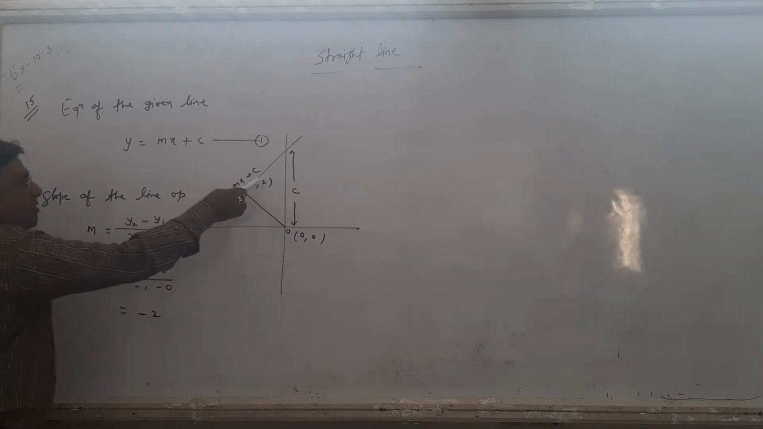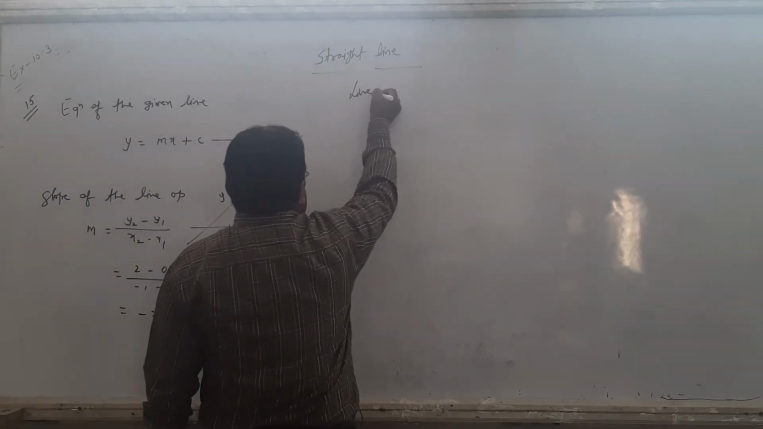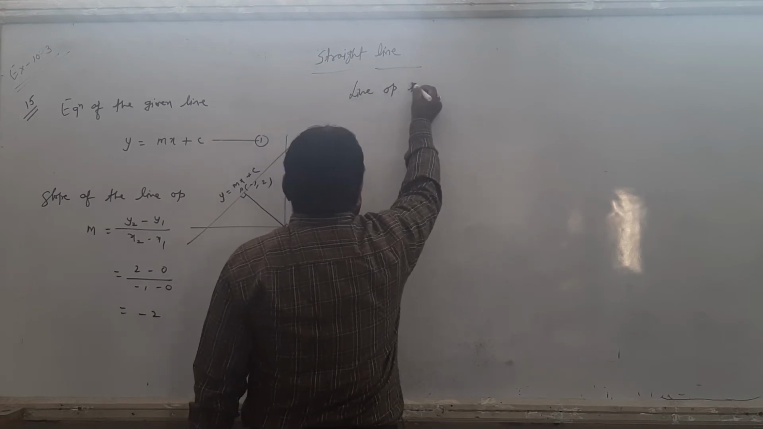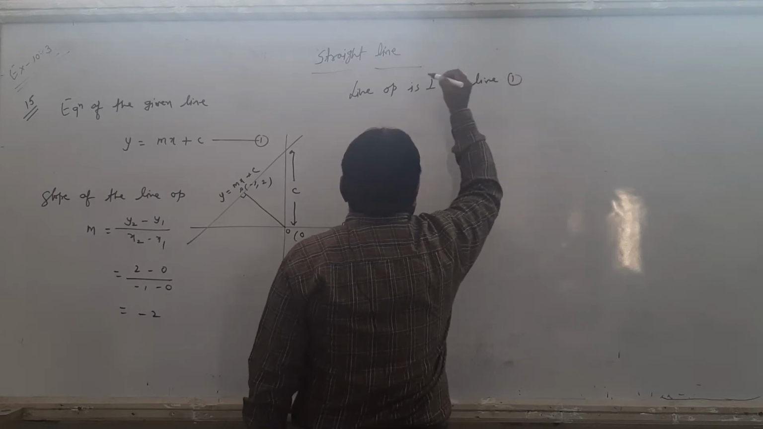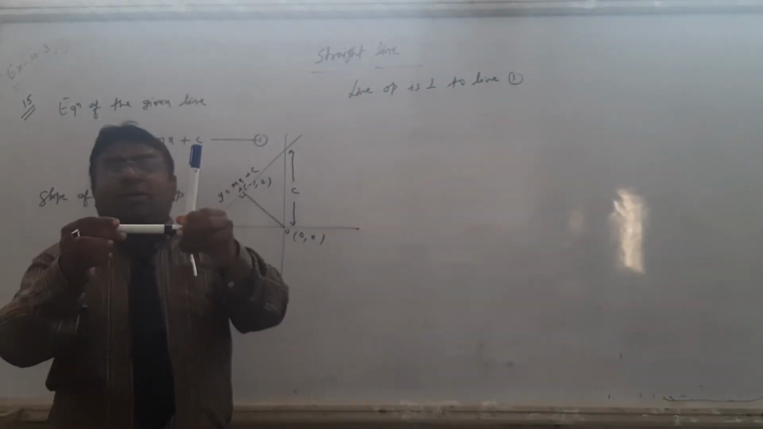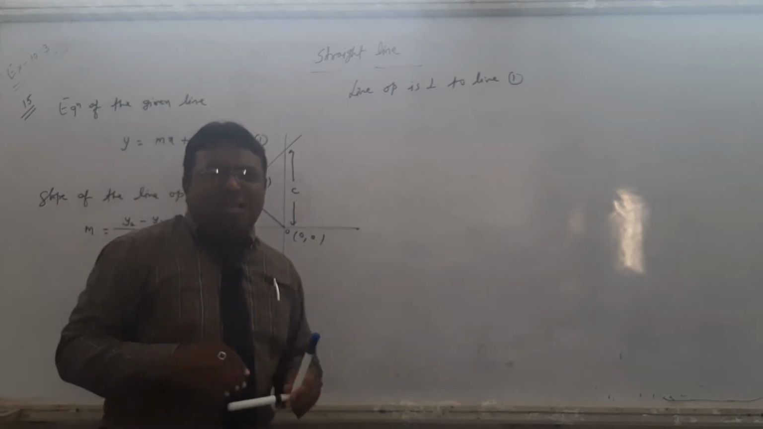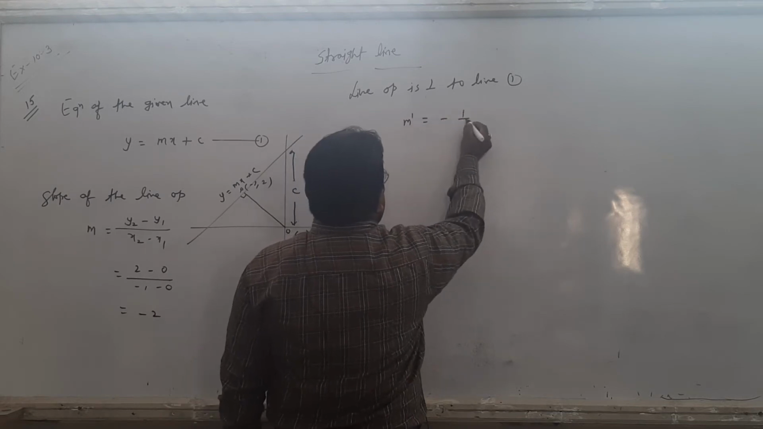But line OP is perpendicular to the given line. What are the conditions when two lines are perpendicular? Student, two lines are perpendicular. That means the condition m1 m2 equals minus 1. So that means, I told you that if I have the slope of this line, then I can find the slope of the perpendicular line: reciprocal and sign change directly. So now m dash equals minus 1 upon m.